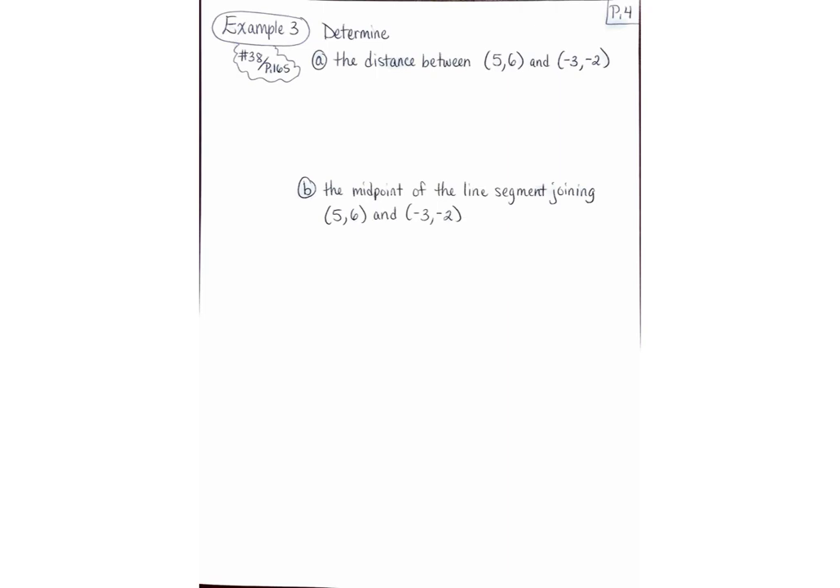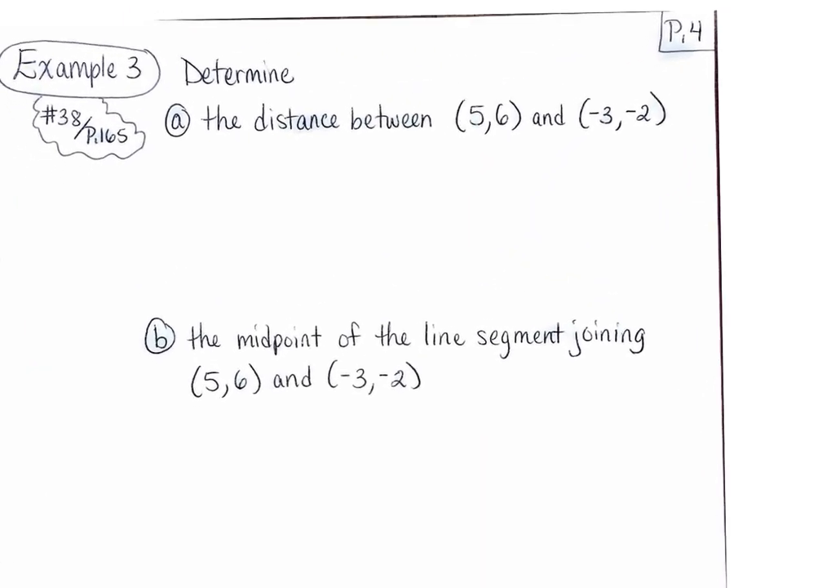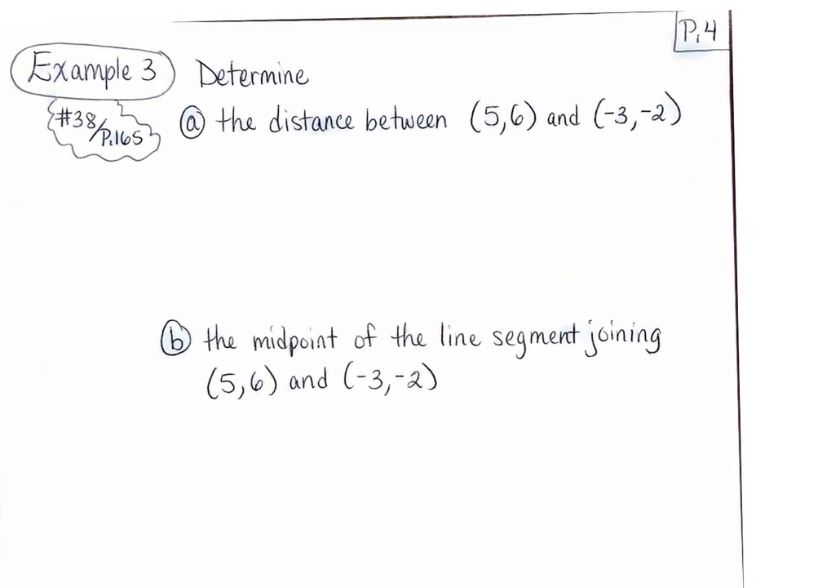Okay. So let's look at an example. Example 3: determine A, the distance between the points (5, 6) and (-3, -2), and find the midpoint of the line segment joining the points (5, 6) and (-3, -2). Would you like a couple minutes to try it? Yes. What do you need to remember? The formulas, right? So make sure you go back and pull your formulas and go ahead and try this. I'll pause the video to explain.